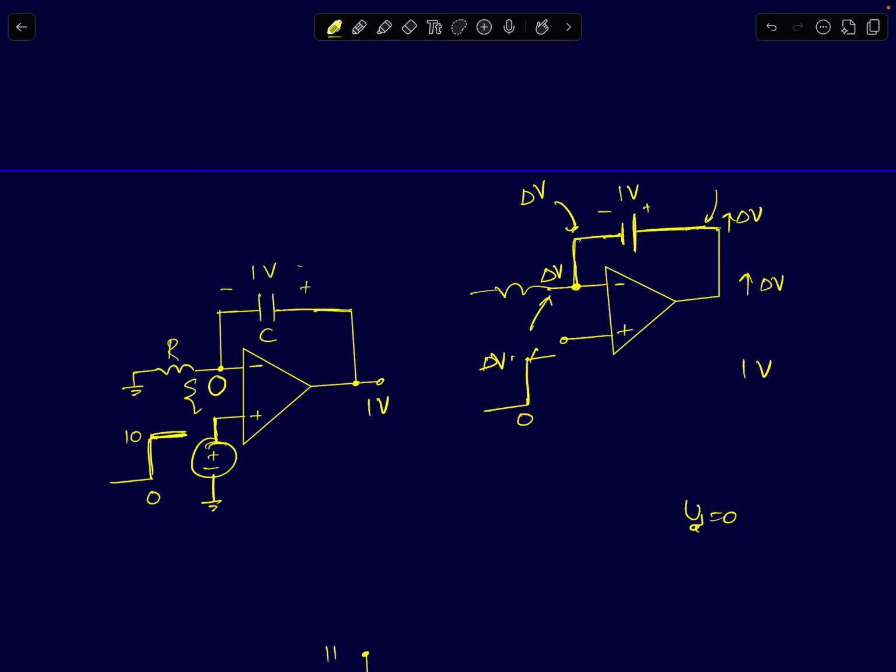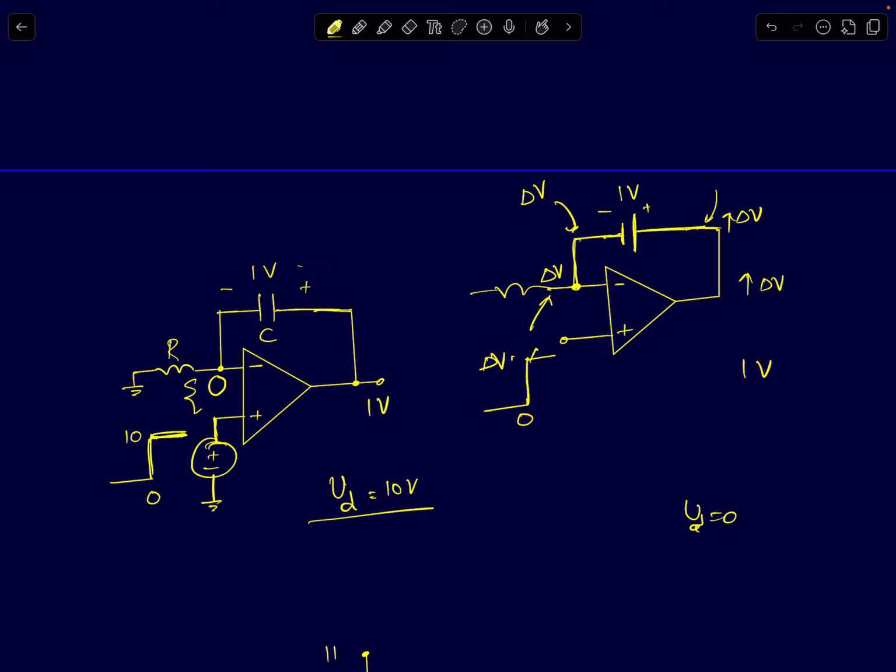Suddenly, if I apply a step input, the op-amp's output will now try to go to 15 volts because there is a huge input differential voltage. Suddenly there is a 10 volt input differential voltage. V plus is 10 volts, V minus is 0 volts. So the output will try to increase.